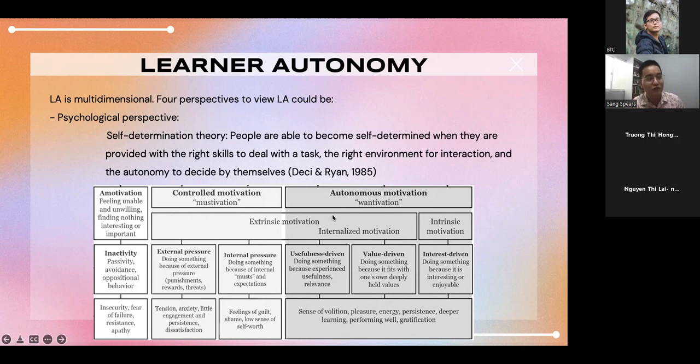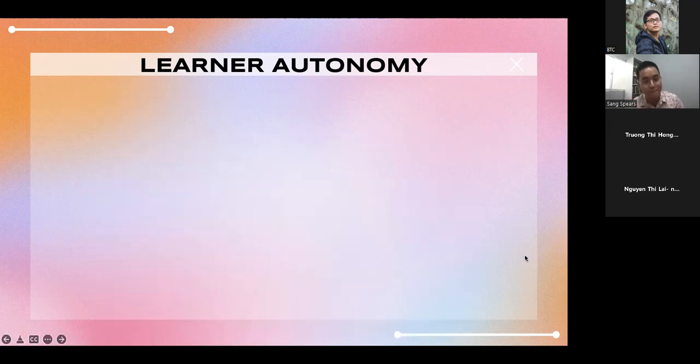So I received one question asking, does motivation affect autonomy? I think these two terms are closely correlated, because when you are able to be responsible for your own learning, probably you must be very highly motivated in your learning as well. So hopefully that could answer the question of one of the participants.